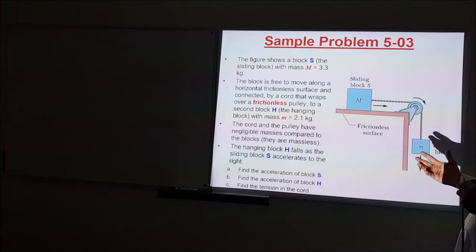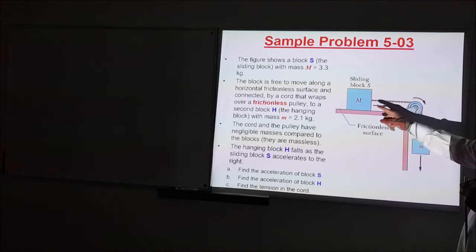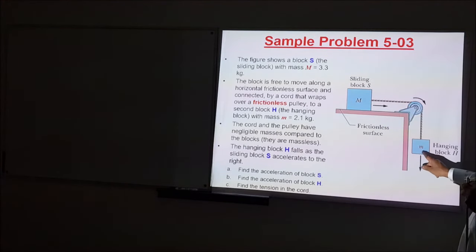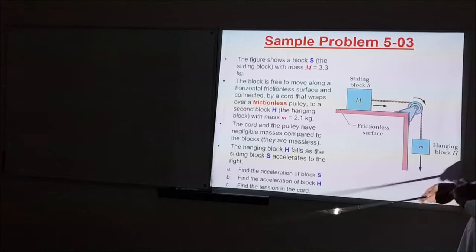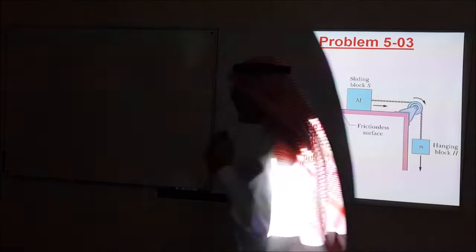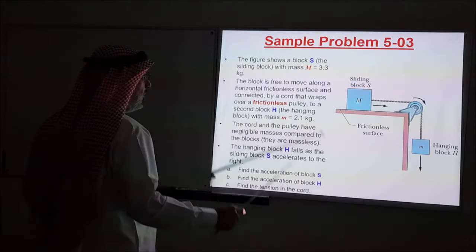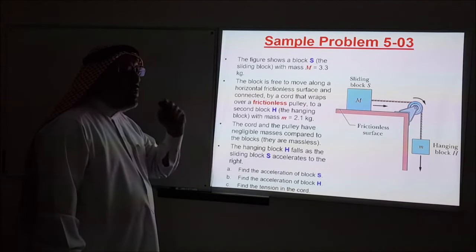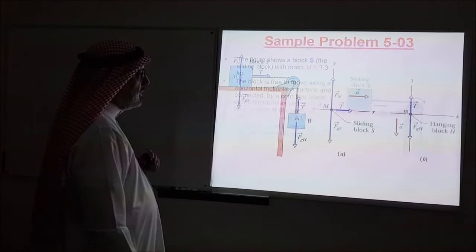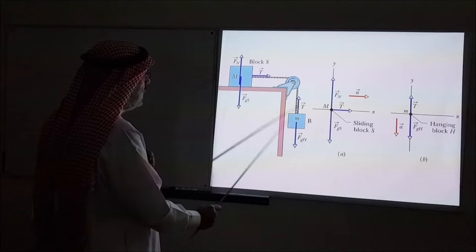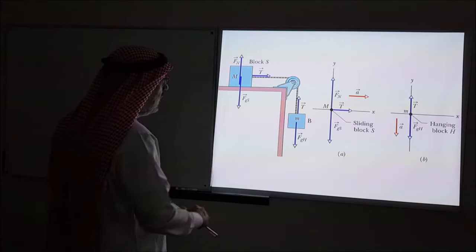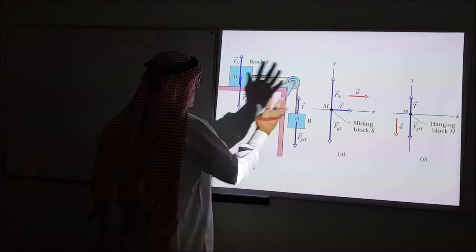it doesn't affect the motion, and therefore we have one system here. The acceleration of this block will be equal to the acceleration of this block. They move like a unit, and therefore the answers to A and B will be the same. The first step to analyze a dynamical problem like this one is to draw the free body diagrams and show the forces acting on the objects. Here it is. We have two objects to consider, the sliding block and the hanging block. The rest is immaterial. These are massless.